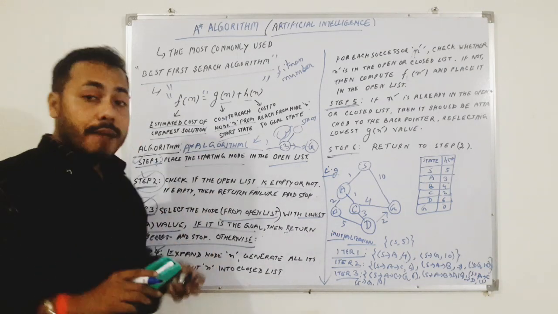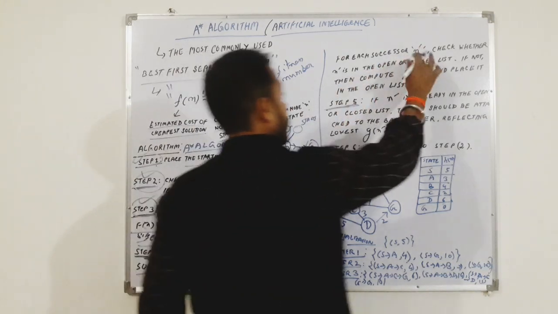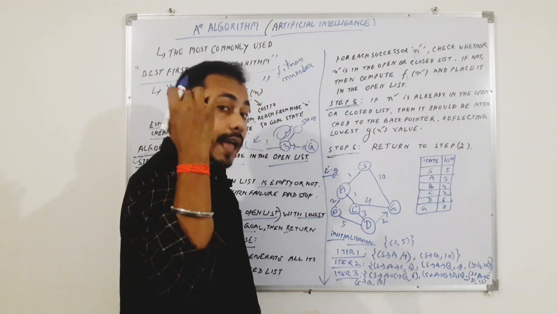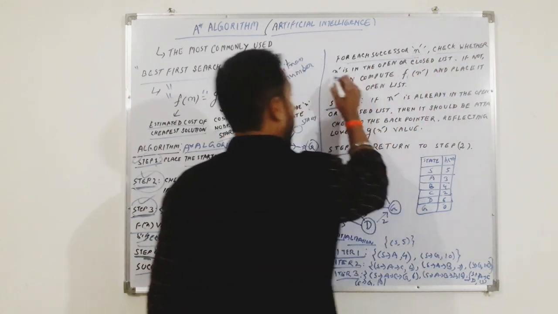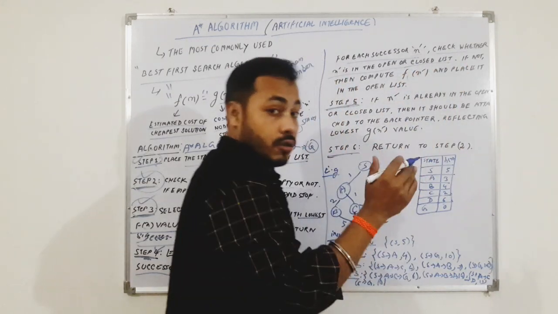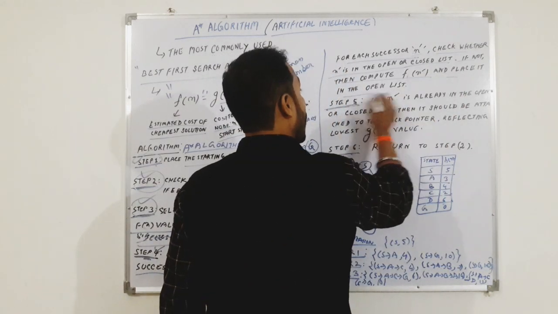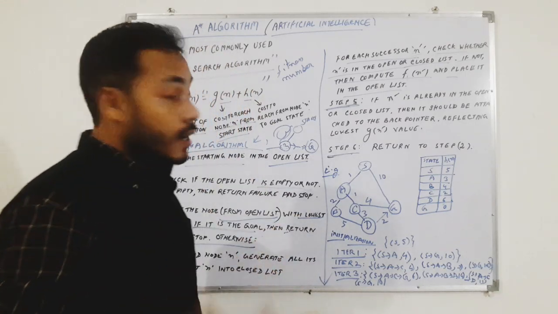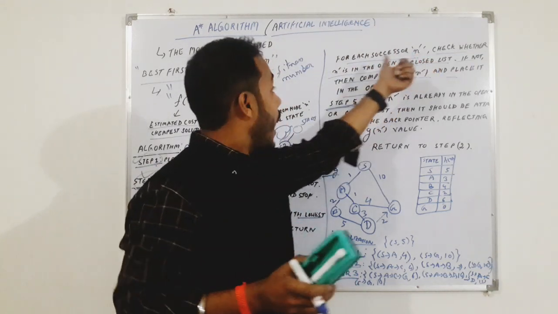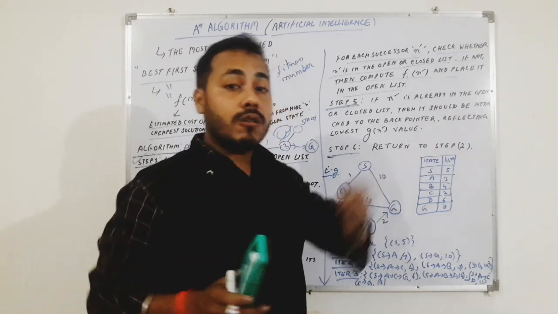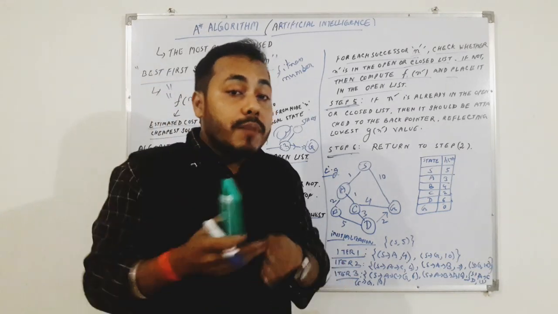Now, suppose n will have several successors, maybe 1, 2, 3 like that. Suppose I am naming one such successor n dash. Then for each successor n dash, check whether n dash is in the open or closed list. If not, then compute f(n dash) and place it in the open list. Now you will wonder, what does it mean? It means that we have generated that successor n dash, and if that n dash is already in the open or closed list, then there is not a problem.